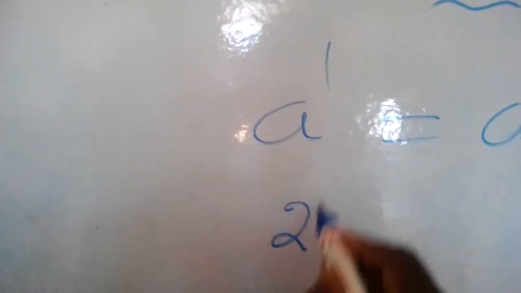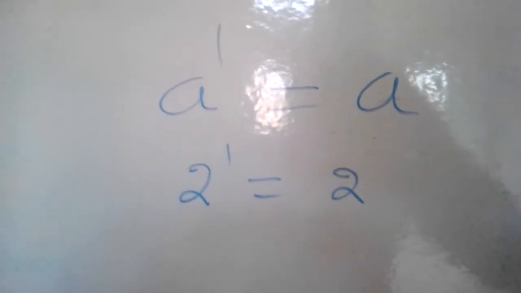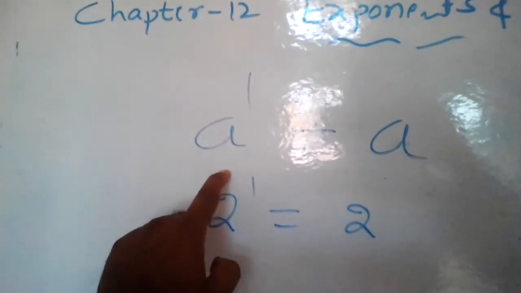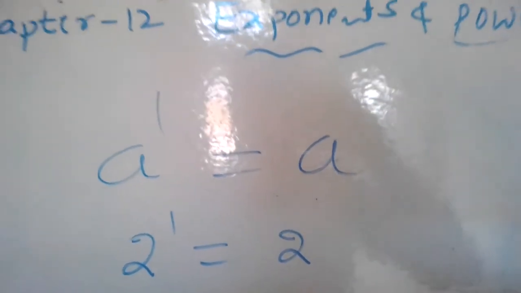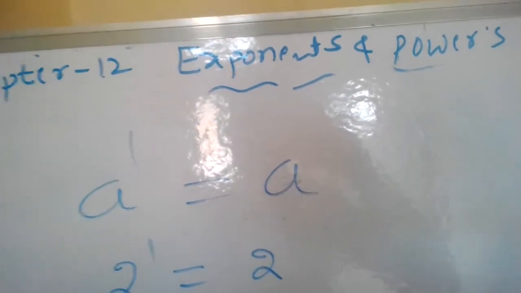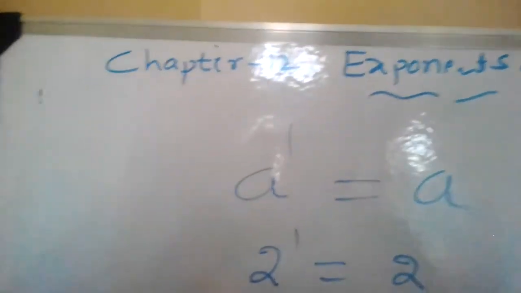Okay, last one, eighth. Any base raised with the power 1, the result is itself only. A raised to 1 is equal to a, 2 raised to 1 is equal to 2, 100 raised to 1 is 100, 1000 raised to 1 is 1000, 1 lakh raised to 1 is 1 lakh. So any base raised with the power 1, the result is itself only. Clear? Okay, there are totally 8 laws. One by one I will write all the 8 rules here, and after that I will move to the exercise.